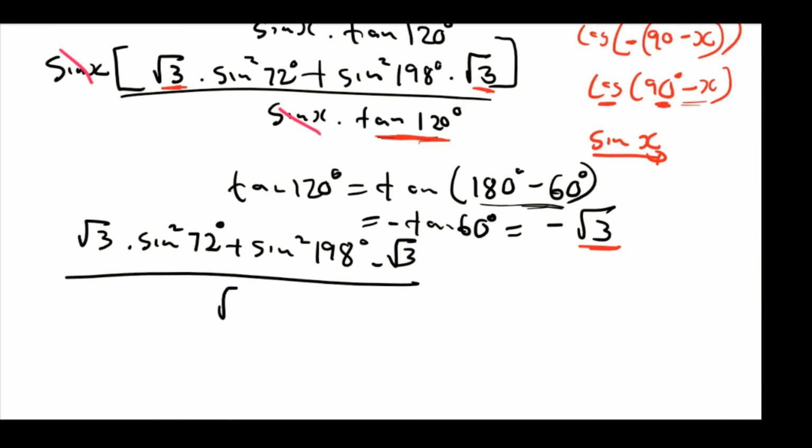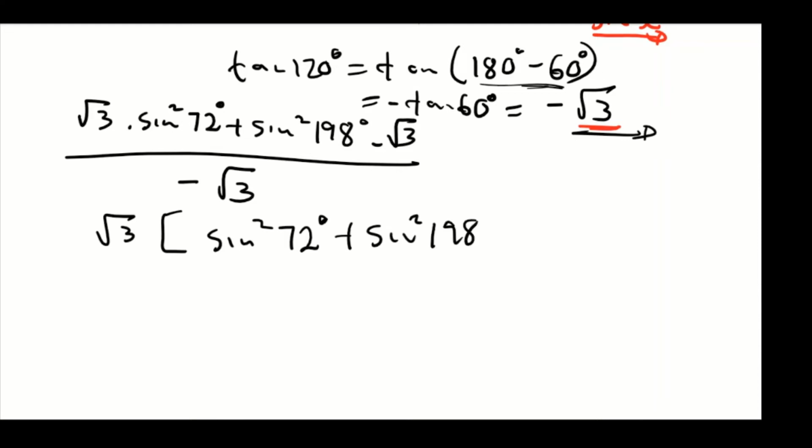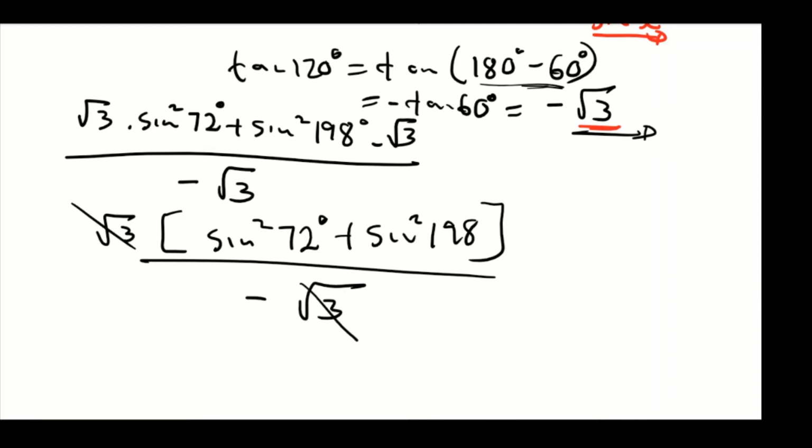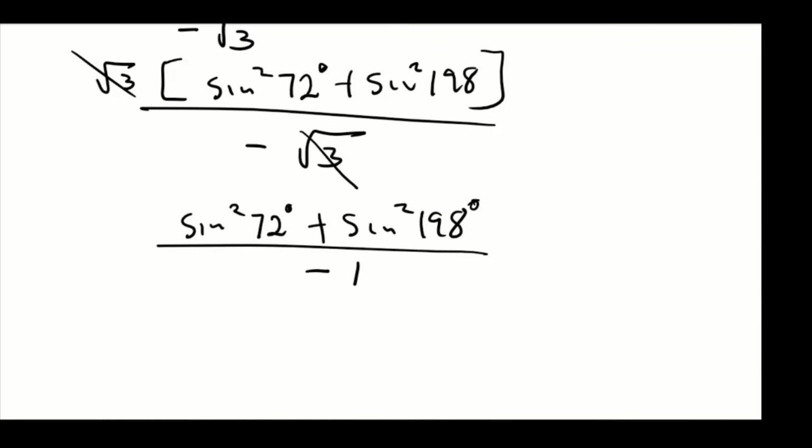Divide by root of 3, which is negative. This is what we got here. Then let's factorize this root of 3 and eliminate it. So root of 3 into sine of square root of 72 degrees plus sine of square root of 198 divide by negative root of 3. Then this root of 3 will cancel out, so we'll remain with negative. So it's going to be sine of square root of 72 degrees plus sine of square root of 198 degrees divide by negative 1, right?